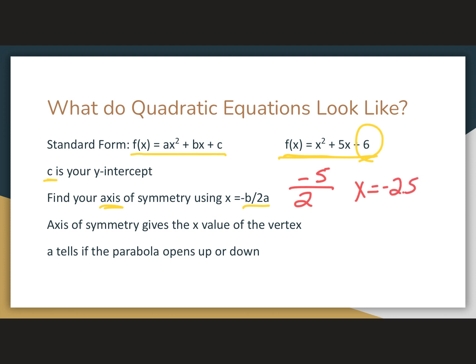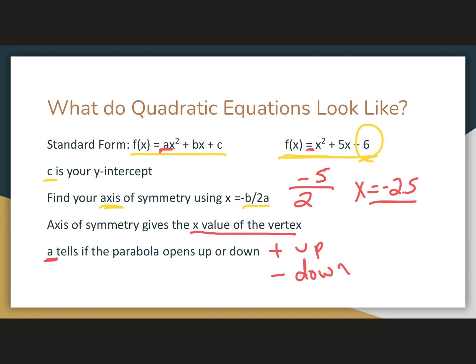The axis of symmetry also gives you the x value of the vertex. So that is the x value of our vertex, -2.5. You could also tell, the a value here will tell us if it opens up or down. If it is positive, it opens up. If it is negative, it opens down. Okay, so you get a lot of information from just looking at the equation.